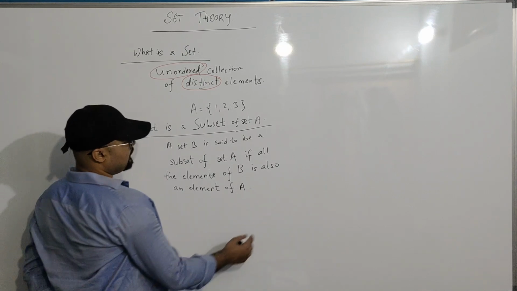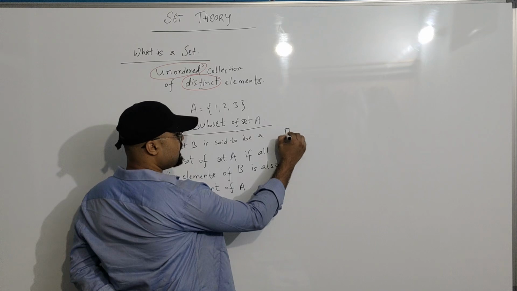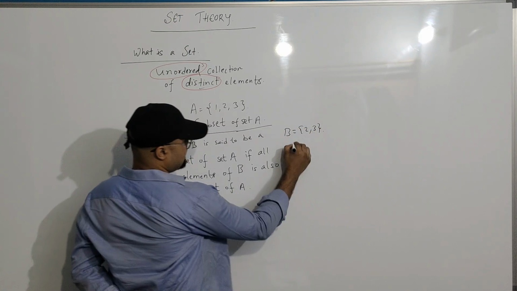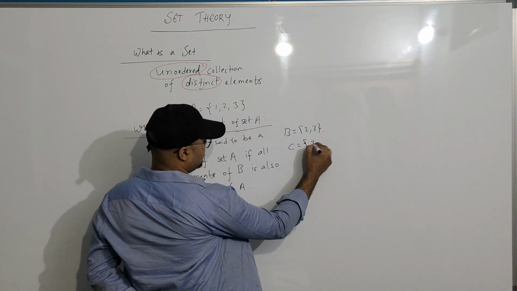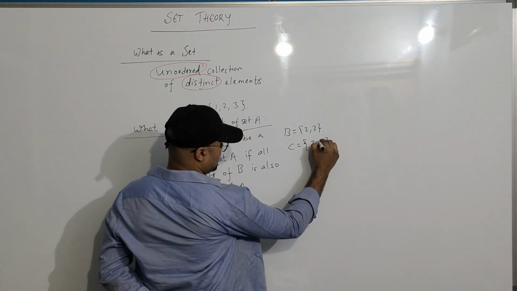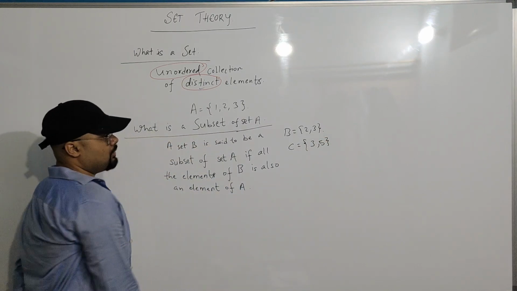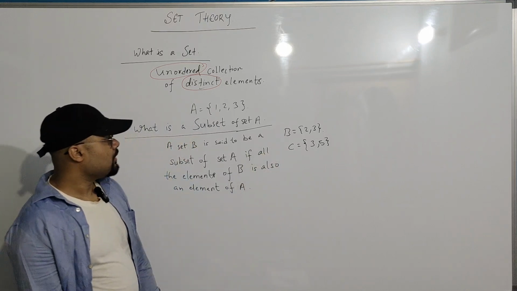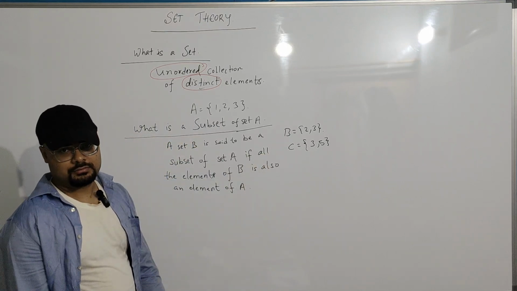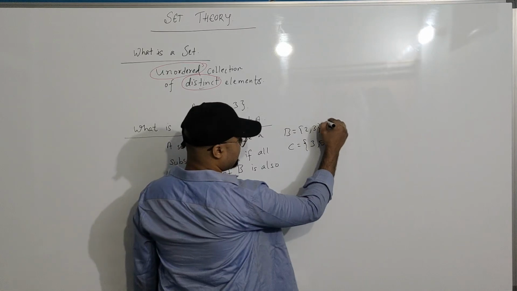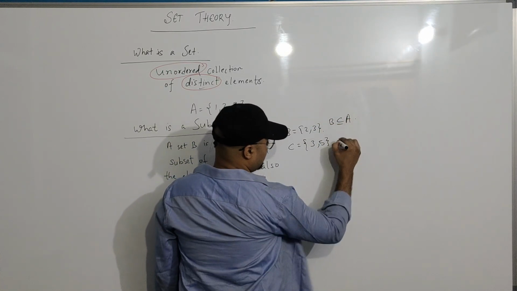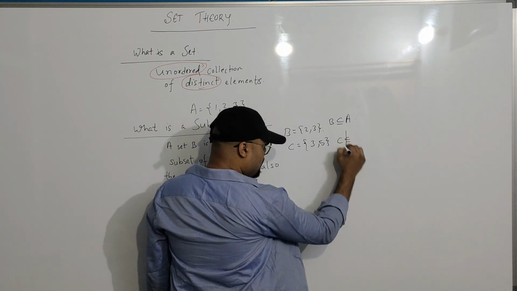So take two sets. B is equal to 2, 3, and C is equal to 3, 5. Now, out of these two sets, B is a subset of A, but C is not a subset of A.